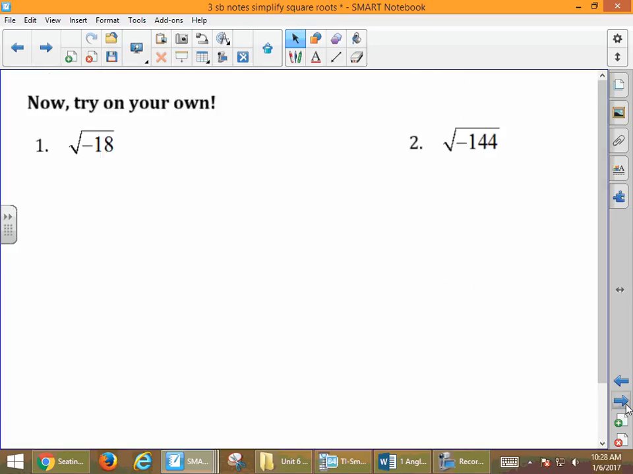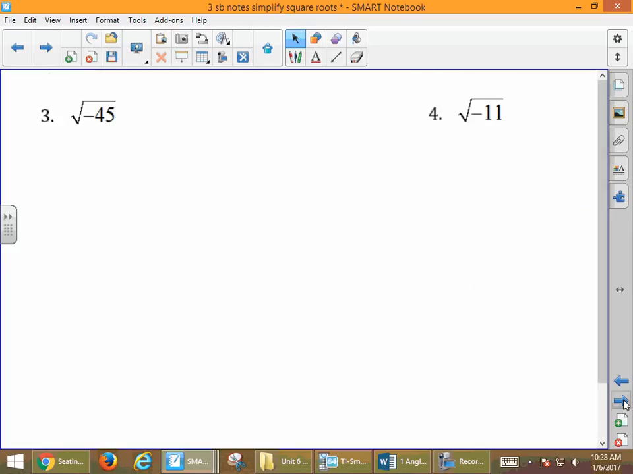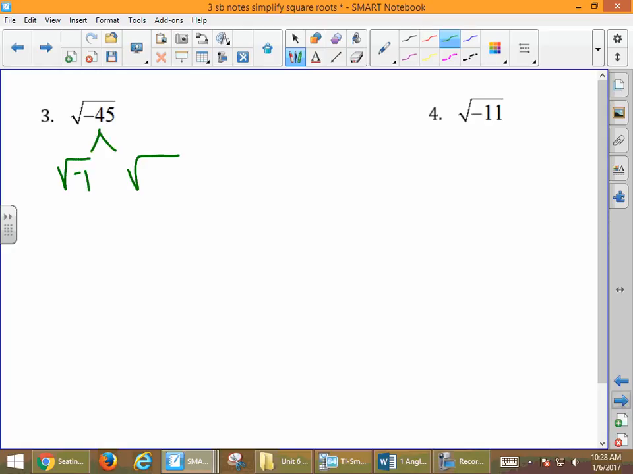Now, I know it says now try these on your own. I want to look at problems 3, 4, and 6 to finish here. I've already gone over my time limit, so might as well make the best of it. Square root of negative 45. Once again, when we see a negative underneath the radical, it's going to be the square root of negative 1 times the square root of 45. Square root of negative 1 is i.